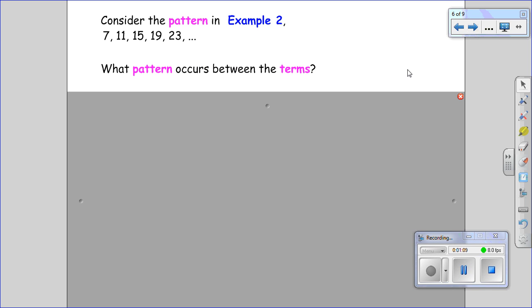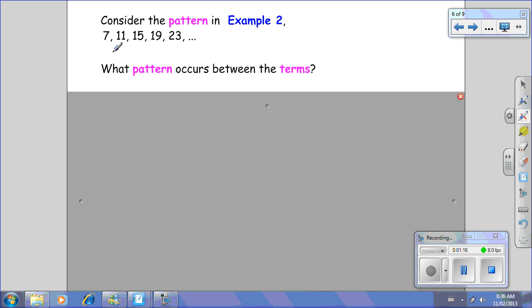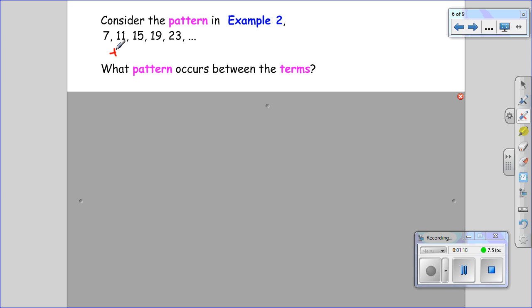If you consider the pattern in example 2, 7, 11, 15, 19, 23, what do you see happening? Well, to go from 7 to 11, we have to add 4, and to go from 11 to 15, it's another add 4, and 15 to 19, we add 4 again, and 19 to 23, we add 4 again.